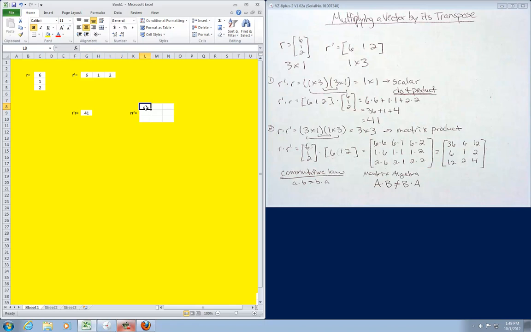So let's do the other one. R times R transpose equals matrix multiplication, parenthesis, first one, comma, second one, close your parenthesis, and Control, Shift, Enter. And so you notice these are the same matrices, so that's how you do it by hand, and that's how you multiply a vector by its transpose using Excel.